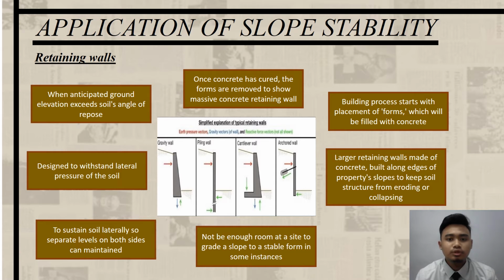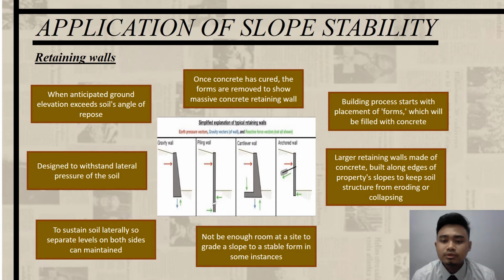Today I will present the application of slope stability: retaining walls. When the anticipated ground elevation exceeds the soil's angle of repose, a retaining wall is designed to withstand the lateral pressure of the soil to sustain the soil terrain, so that slope levels on both sides can be maintained. In some instances, there will be enough room at the side to grade the slope to a stable form.